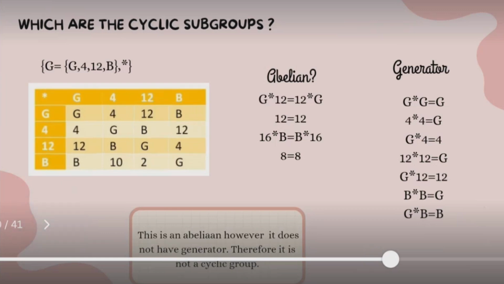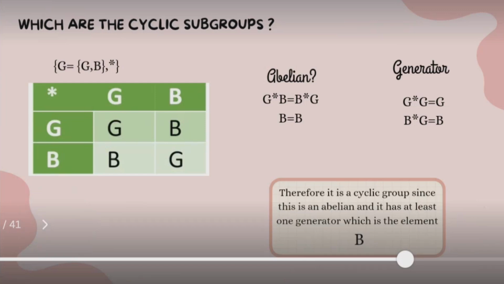So next is the set of G with an element of 4, G, 4, 12, and B. So as you can see on the presentation, it is abelian. However, upon checking the generator, it does not have a generator because the results are repeating. So therefore, it is not a cyclic group.